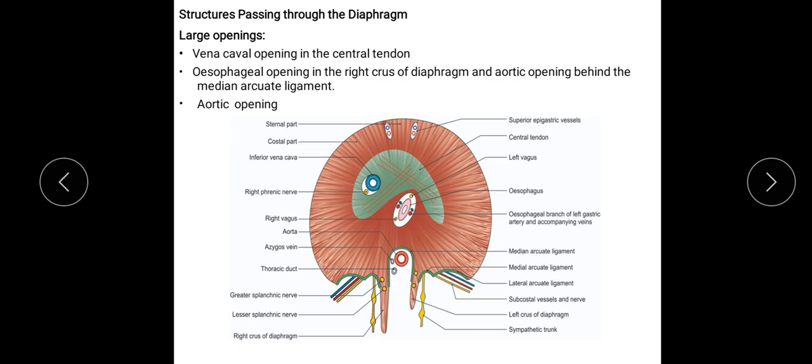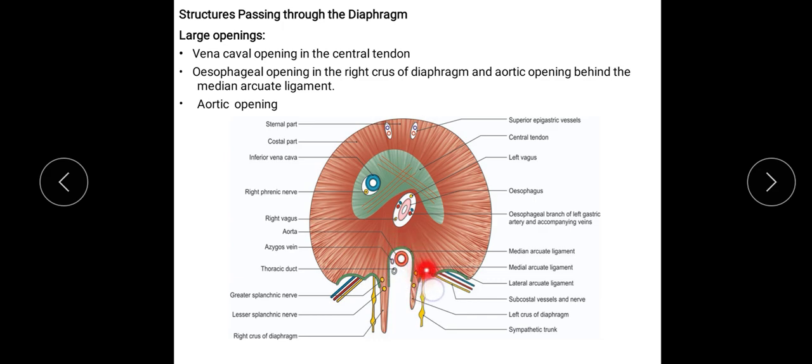Then the structures passing through the diaphragm: there are three large openings. These are the vena cava opening, in the central tendon of the diaphragm; the esophageal opening, just behind the splitting of the right crus of the diaphragm; and the aortic opening, behind the median arcuate ligament. This one is the median arcuate ligament.